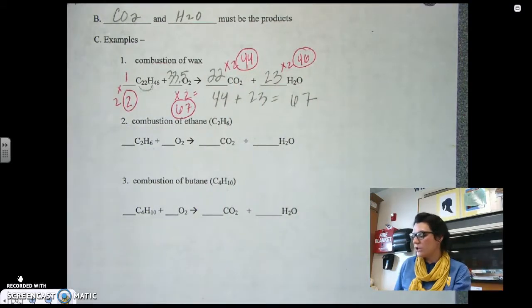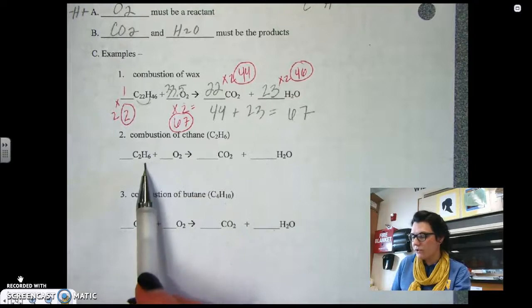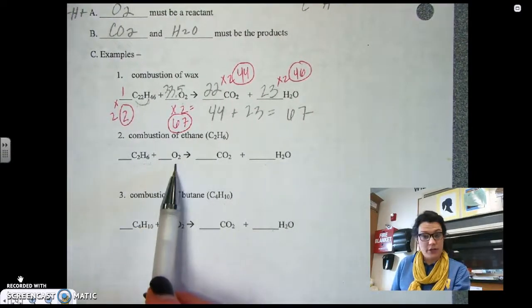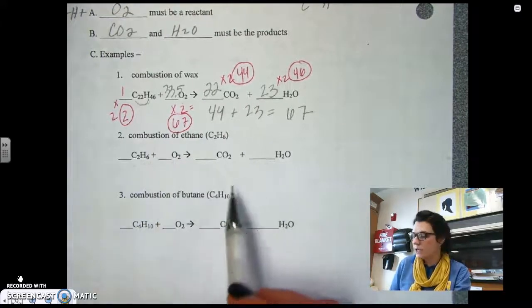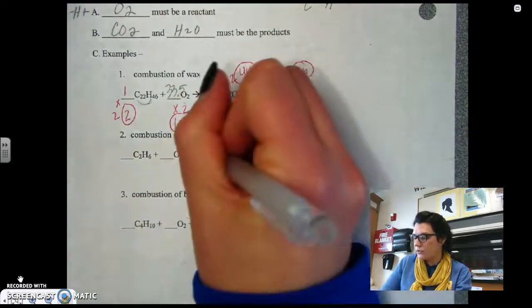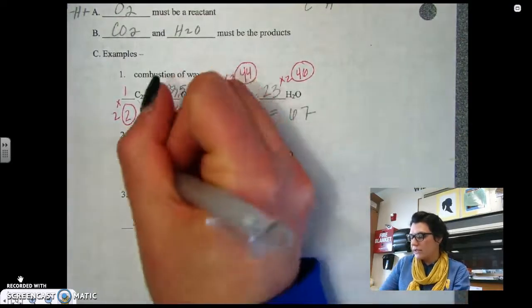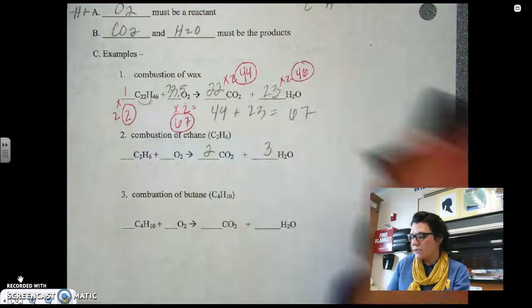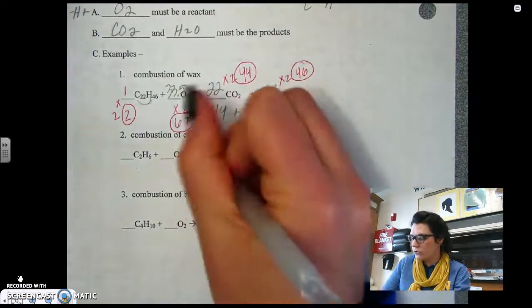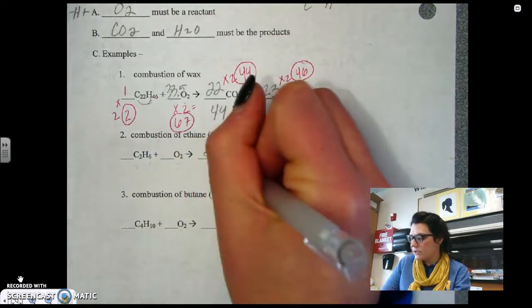Okay? Let's look at another example. Combustion of ethane. Ethane is C2H6 plus oxygen, because that's what we need in order for it to combust, and we're creating CO2 and H2O. Okay? So let's start with carbons. 2 carbons, 2 carbons. 6 oxygens, so 3 needs to go here to make 6. 2 times 2 is 4, plus 3 is 7.